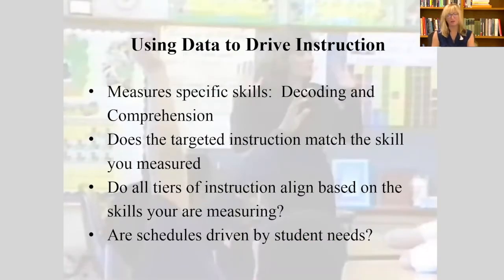So now, it's 17 years later, we still agree on those 5 component parts of reading being super important. But the discussion has evolved, which is really great. The questions now are more like, how are we assessing those skills? How are we using data to drive instruction? And does your targeted instruction match the skill you're measuring? I think that's a big one. That's one of the first questions I ask building leaders and teachers when I meet with them for the first time. The other question is, do all of your tiers of instruction align based on the skills that you're measuring?